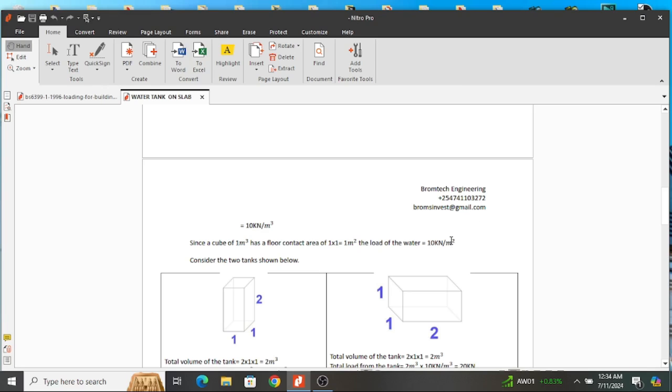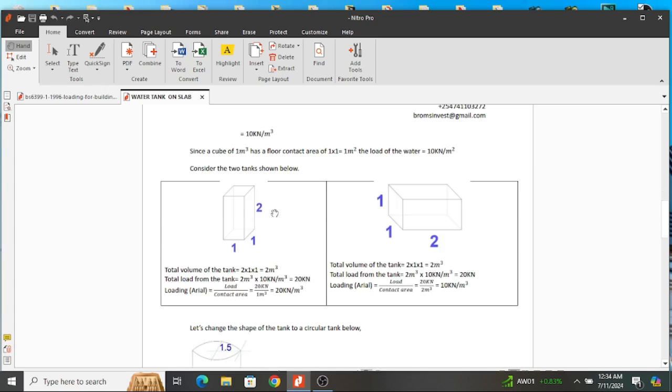Perhaps let's consider tanks of different sizes. These two tanks have the same volume. The first has a contact area of 1 but a height of 2, so that is 1 by 1 by 2. It gives you a volume of 2 cubic meters, the total volume of the water. The second tank is the same size, but the contact area is 1 by 2, which is 2 square meters, and the height is 1. Therefore, the volume is 2 cubic meters.